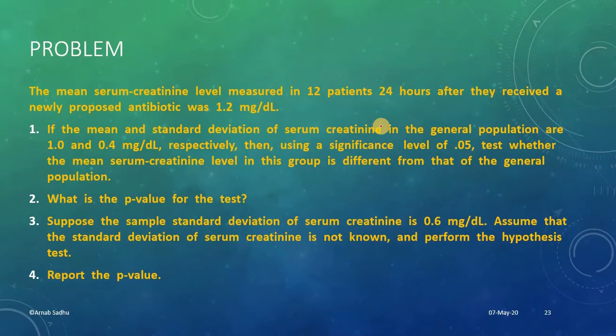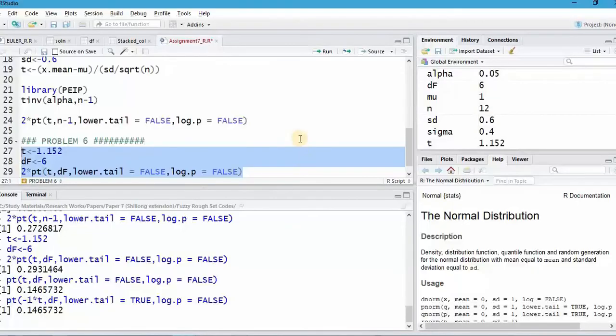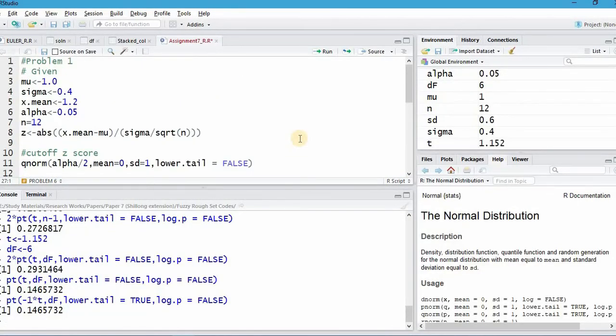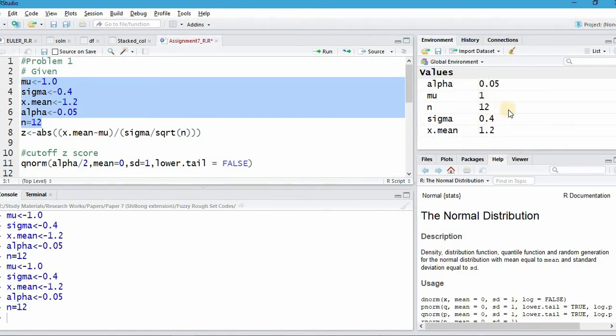Now see here, we know the mean of the population as well as the standard deviation of the population, so we can go for a z-score test here. Let us use R to test the hypothesis. As we have seen, mu is 1.0 and sigma is 0.4, which is the standard deviation of the population. The mean of the sample is 1.2, the significance level alpha is 0.05, and the number of people in the sample is 12. So let us run this line.